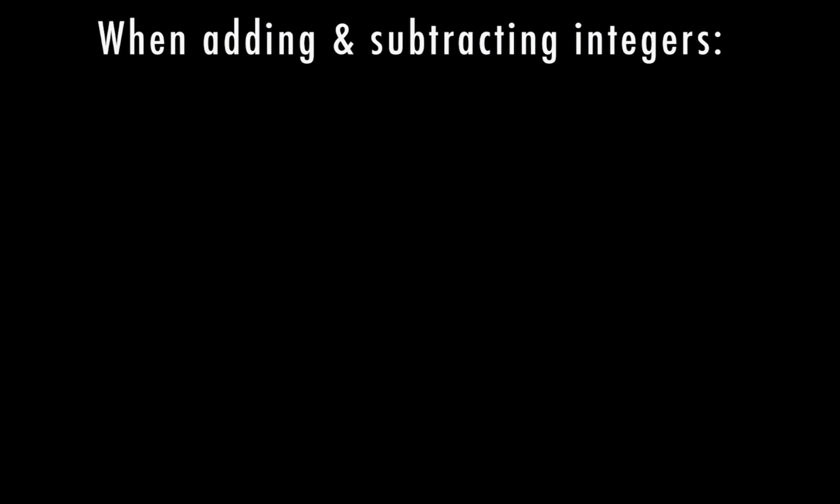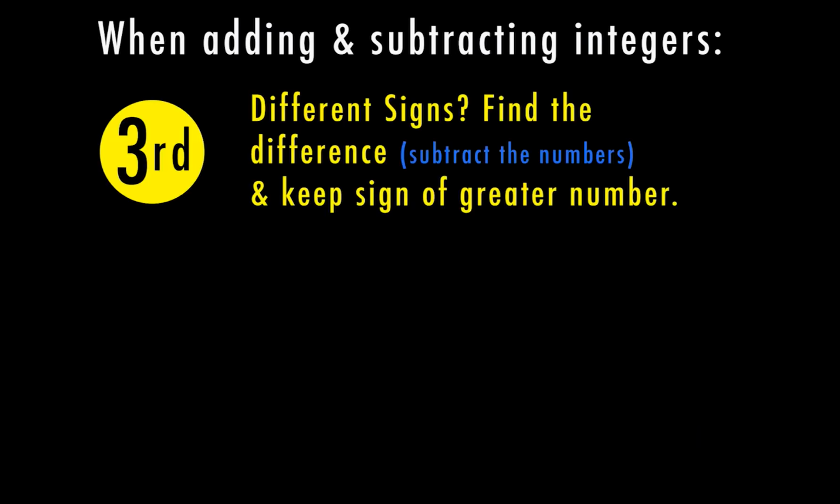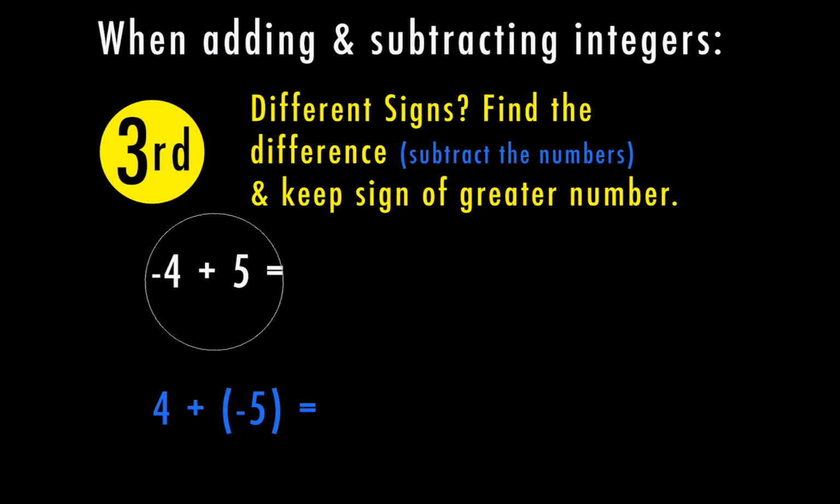Now let's look at the next step if we have different signs. So if I have different signs, I'm going to find the difference, which means I'm going to subtract my numbers, and then I'm going to keep the sign of the greater number. So let's look at a couple of examples for this one. These are the same examples that I had in the first step. I have a negative 4 plus 5.